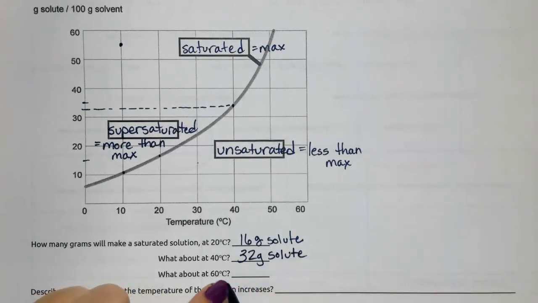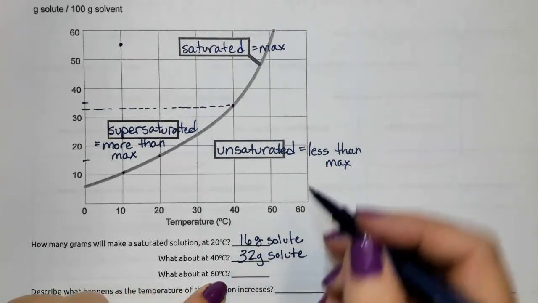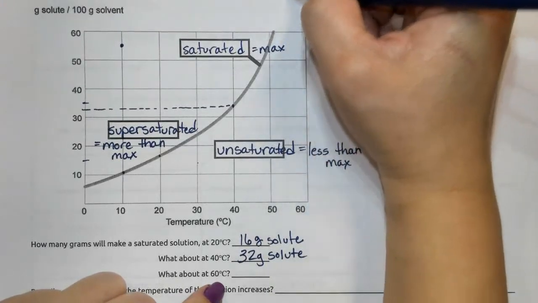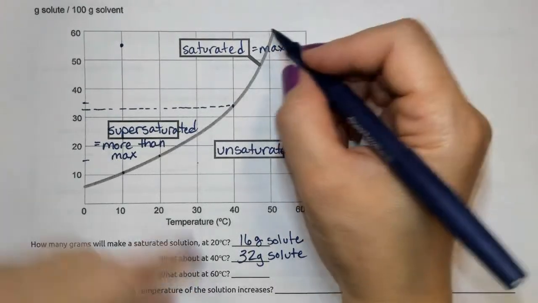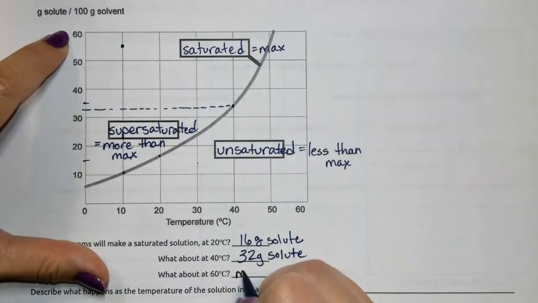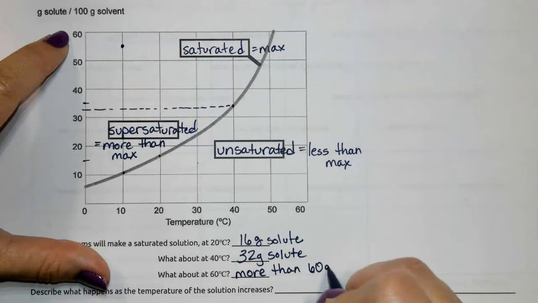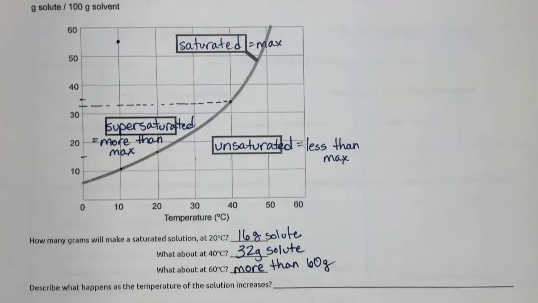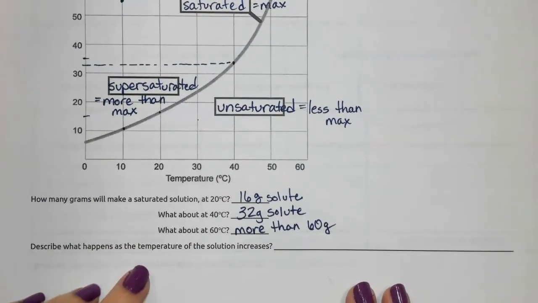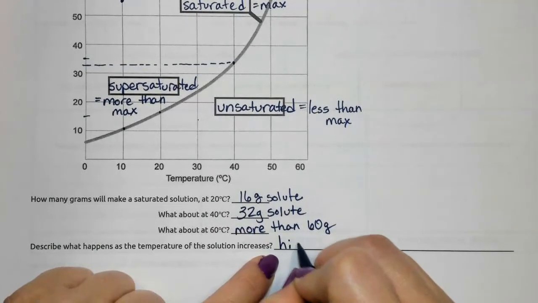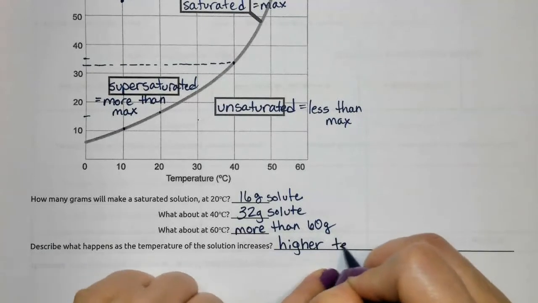All right, and then at 60 degrees, how much can we dissolve to make a saturated solution? And notice that's off of our graph, so that's something way up here. So we can just say it's definitely more than 60. We won't make a guess. More than 60 grams to be dissolved. Okay, so what happens as the temperature increases? The higher the temperature, the more you can dissolve.